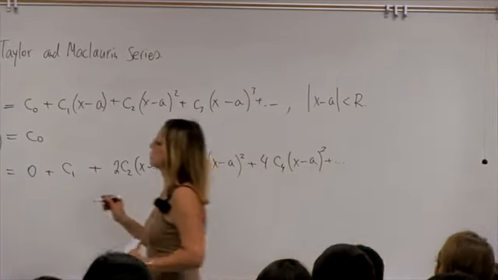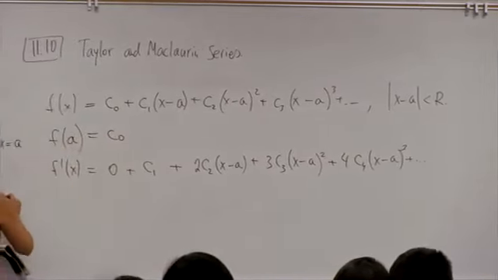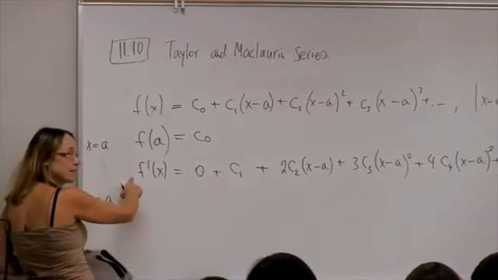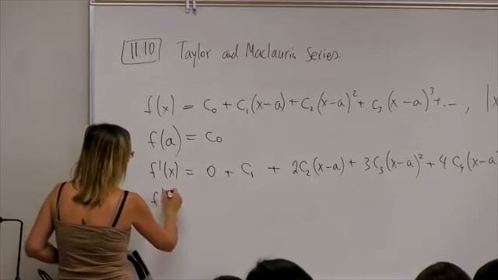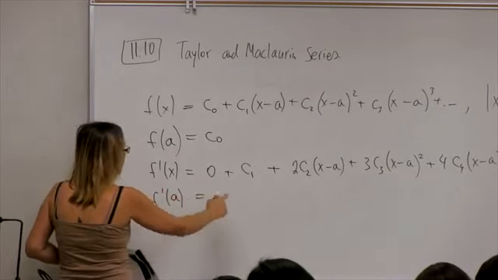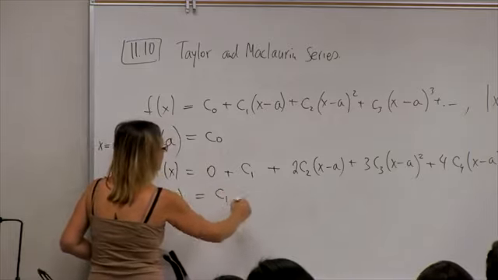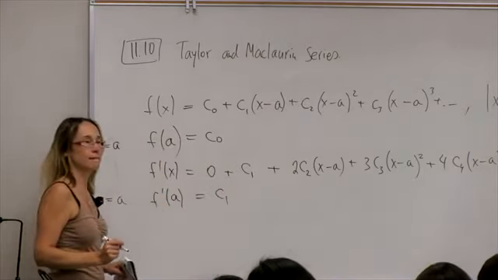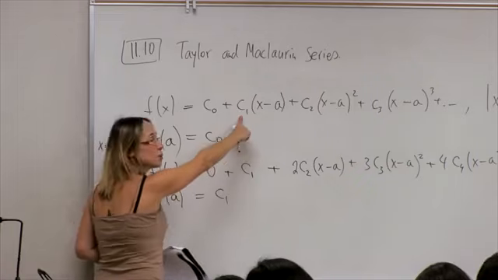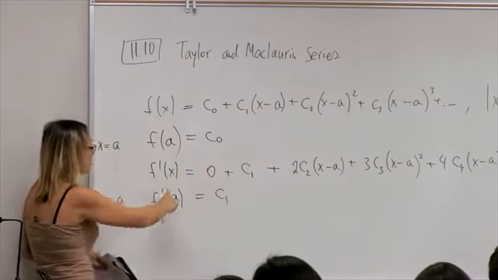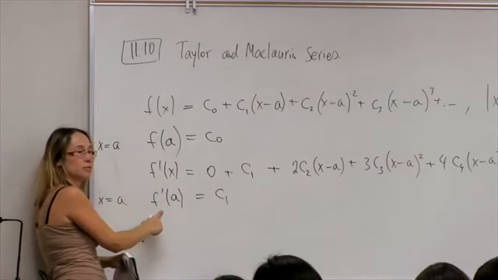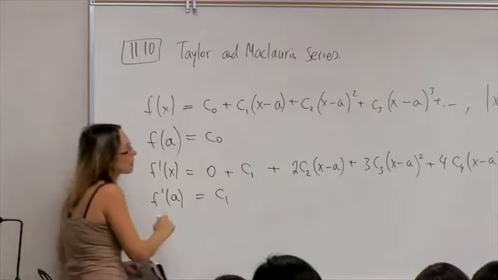Okay, how can I use this expression? Again, let's set x equals a and evaluate this at a. So on the left I have f prime of a. On the right I have c1. How about the rest of the terms? 0. So the second coefficient, c1, tells me the value of the derivative of f at a. Okay.